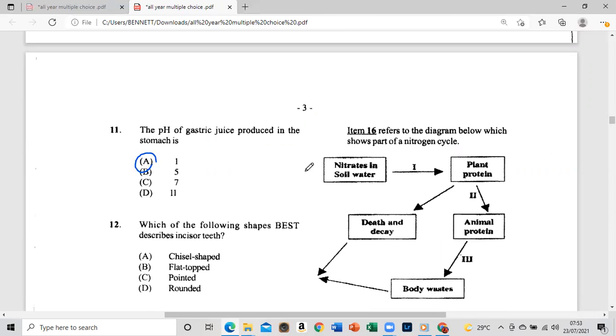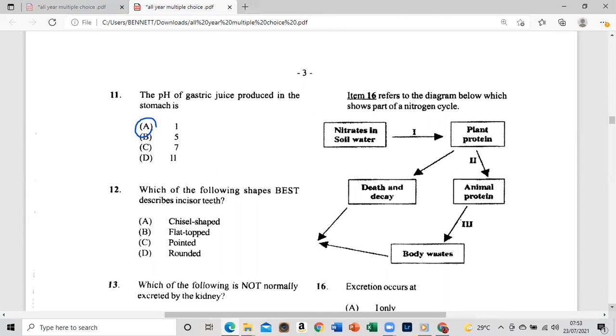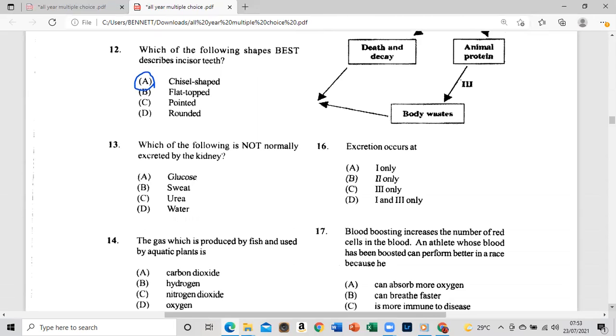All right. Which of the following shapes best describes incisor teeth? Is it chisel shape, flat topped, pointed, or rounded? Number 12 is chisel shape. So the incisor is chisel shape. Anytime you say it, guys, you will never ever forget it, right?